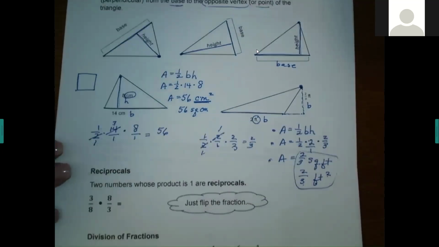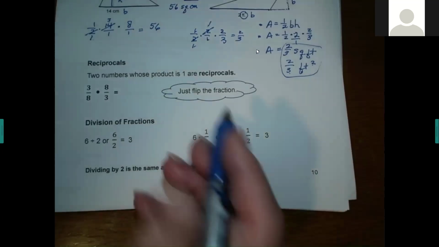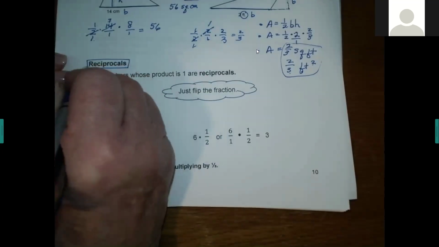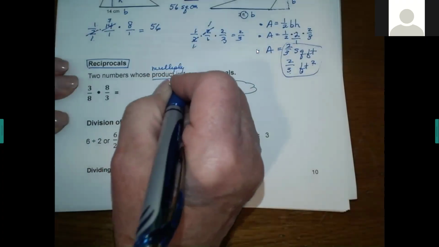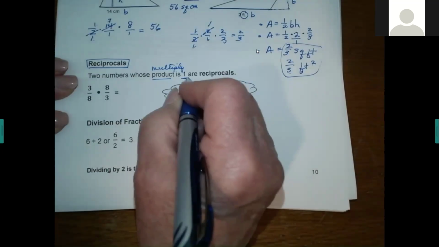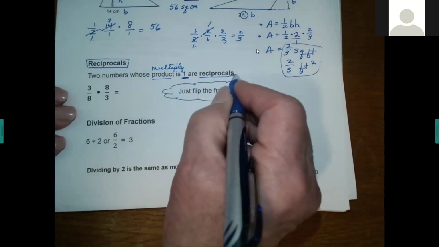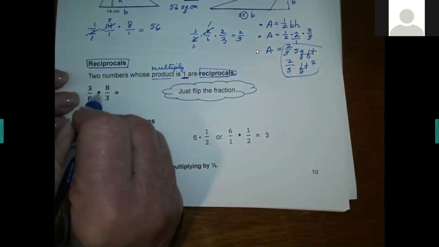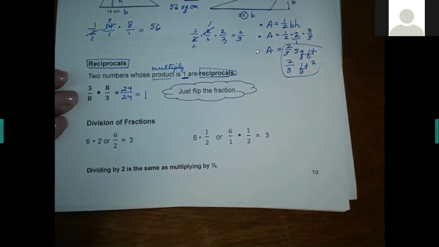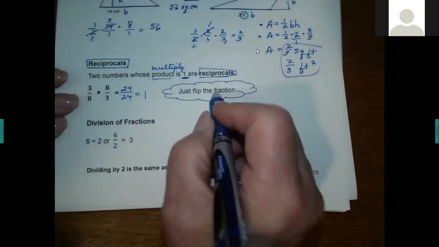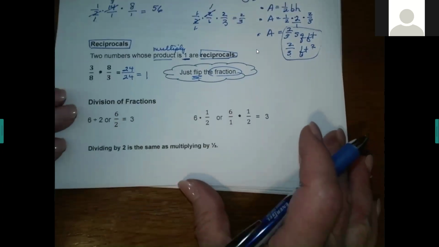It really doesn't matter. We're getting ready to do division of fractions, and there's one vocabulary word that we need to establish, and that is reciprocals. Two numbers whose product, that means when you multiply them, when the answer to that multiplication problem is 1, those numbers are reciprocals. So if we have 3/8 times 8/3, we have 24 on the top and 24 on the bottom, and that's one whole. And as you can see here, we've just flipped the fraction. So that's what the reciprocal is.